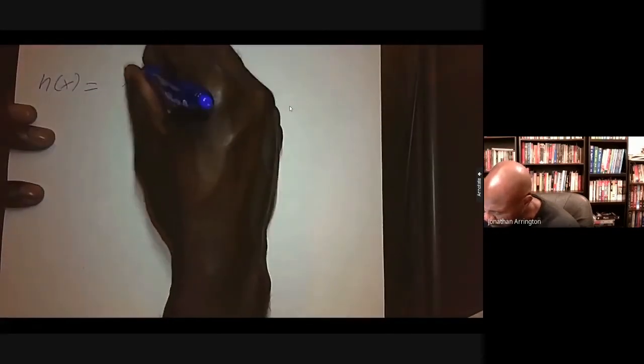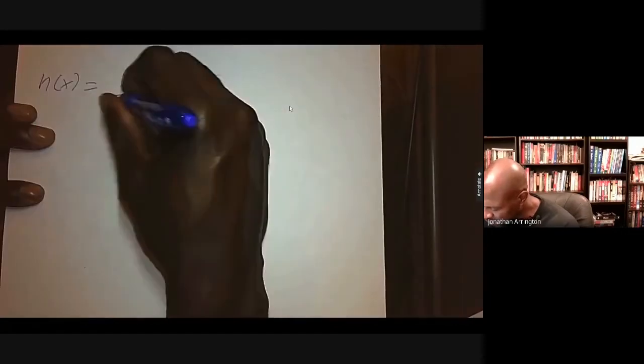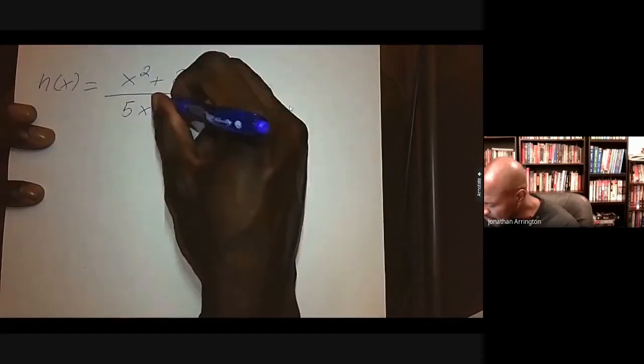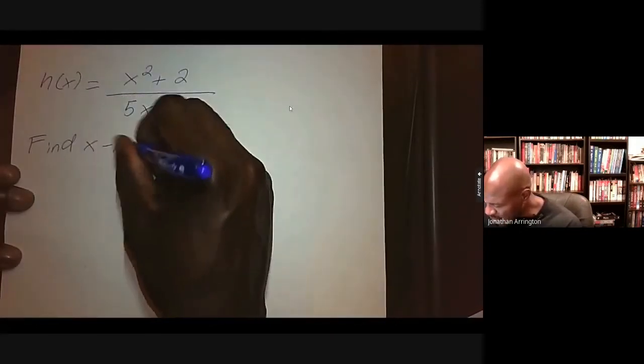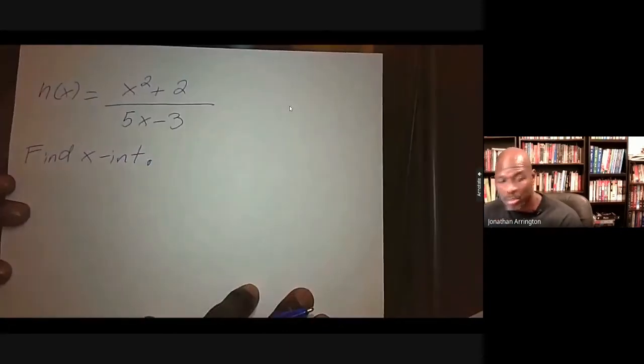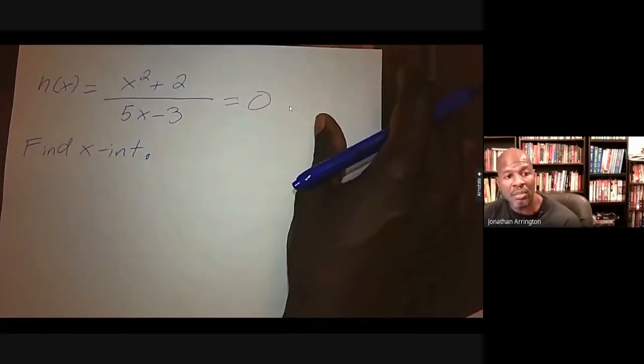Let's look at another example of an x-intercept. So let's say this is my function. Let's say h of x is x squared plus 2 over 5x minus 3. And we're going to find, of course, the x-intercept, which basically means we're going to set this equation equal to 0 and solve it.